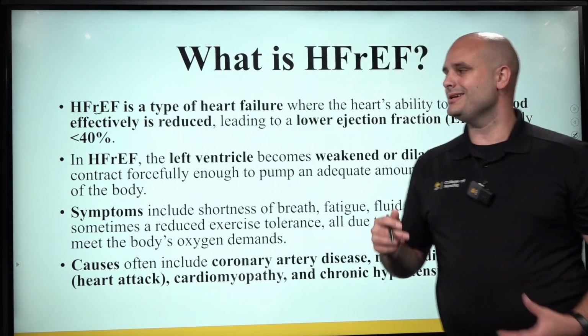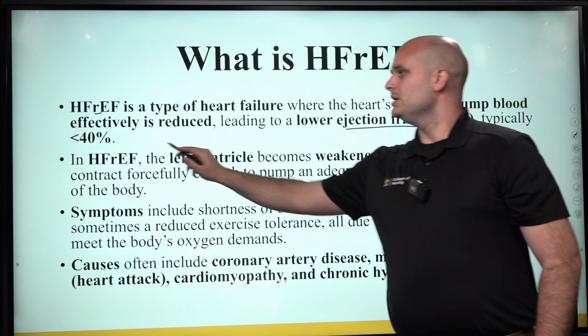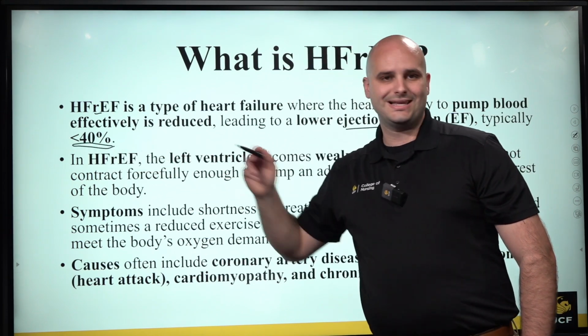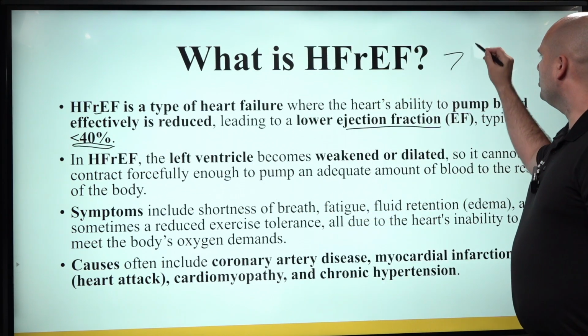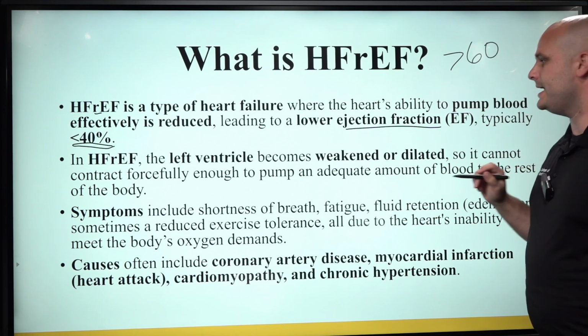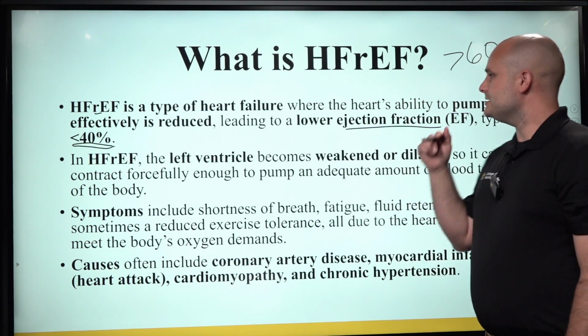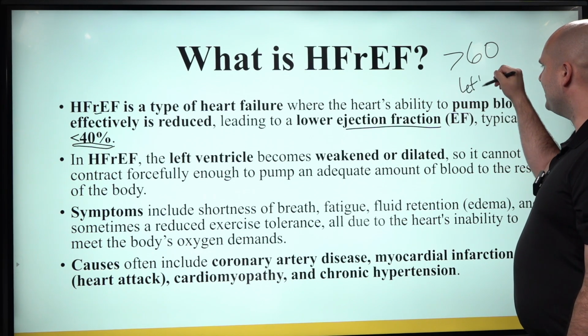So what is the difference between preserved versus reduced? All that really is telling us is what the ejection fraction is. With reduced EF, the ejection fraction is less than 40%, with normal being greater than 60, and the left ventricle is weakened. This is where you've commonly learned left failure.